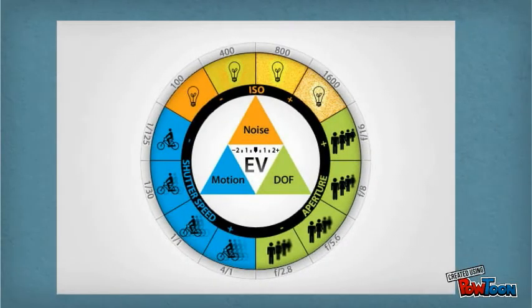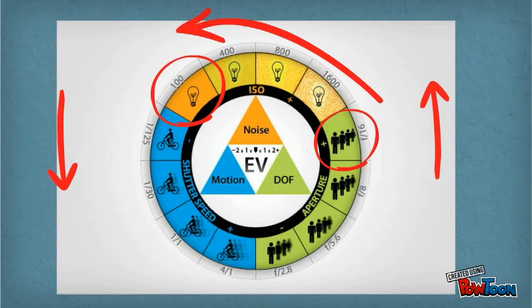This is a triangle model that shows the relationship between ISO, f-stop, and shutter speed. An example of how to read this model is if you were to raise your f-stop, this would result in a lowered ISO, resulting in more depth of field and less noise.